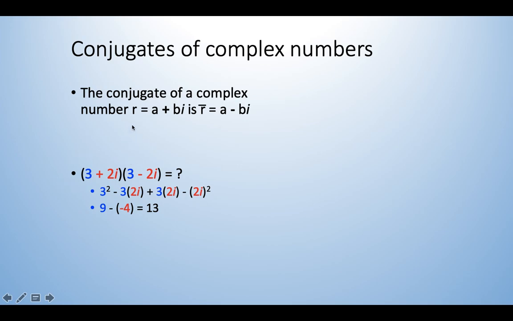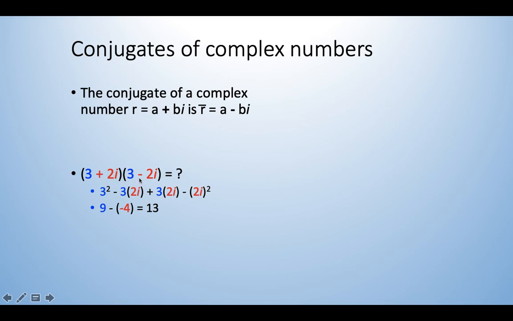Conjugate of a complex number means, let's say if you have a plus bi, then this number's conjugate will be a minus bi. If this is positive, there will be a negative of this, then we will call them conjugates of each other. See this one, 3 plus 2i, then 3 minus 2i. This is positive, this is negative. Everything else is the same. That means they are conjugates of each other.